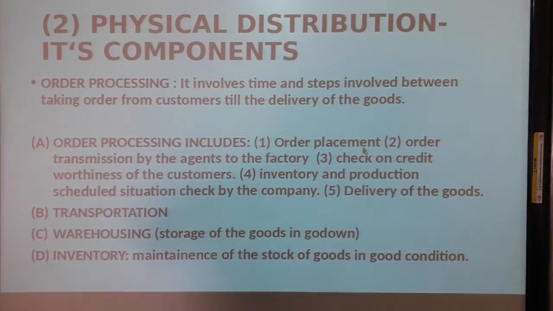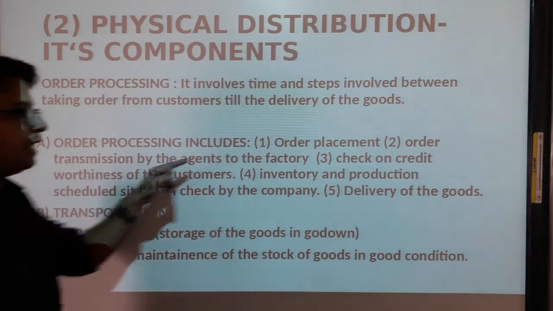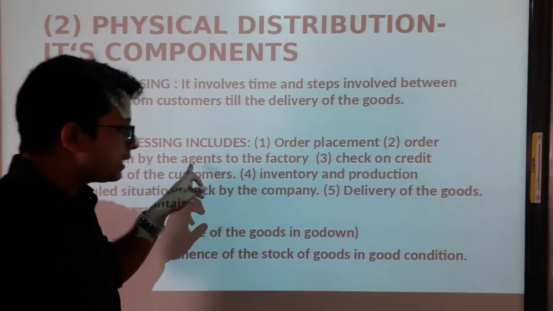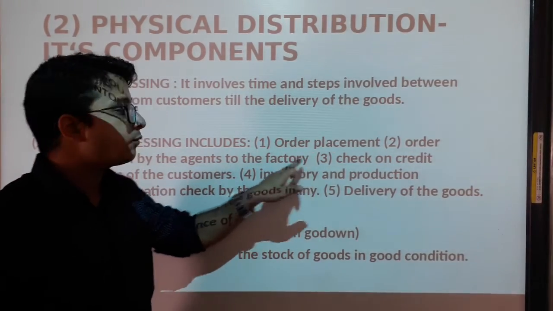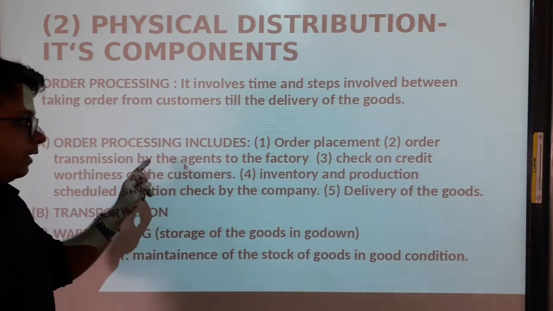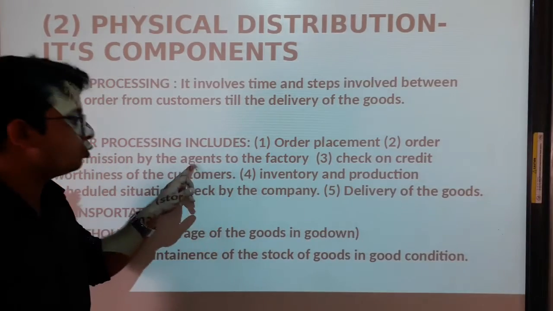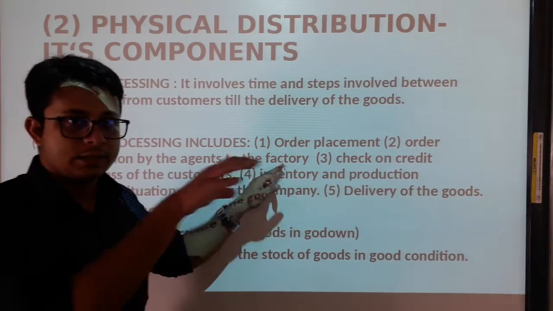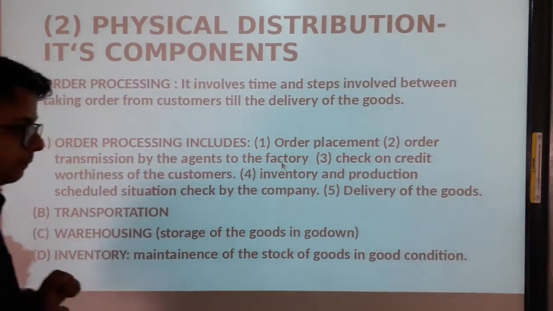That is why the second step is order transmission by the agent to the factory. After the agent receives the order from a customer or consumer, he will be sending that order to the factory, that is the manufacturing department of that company.